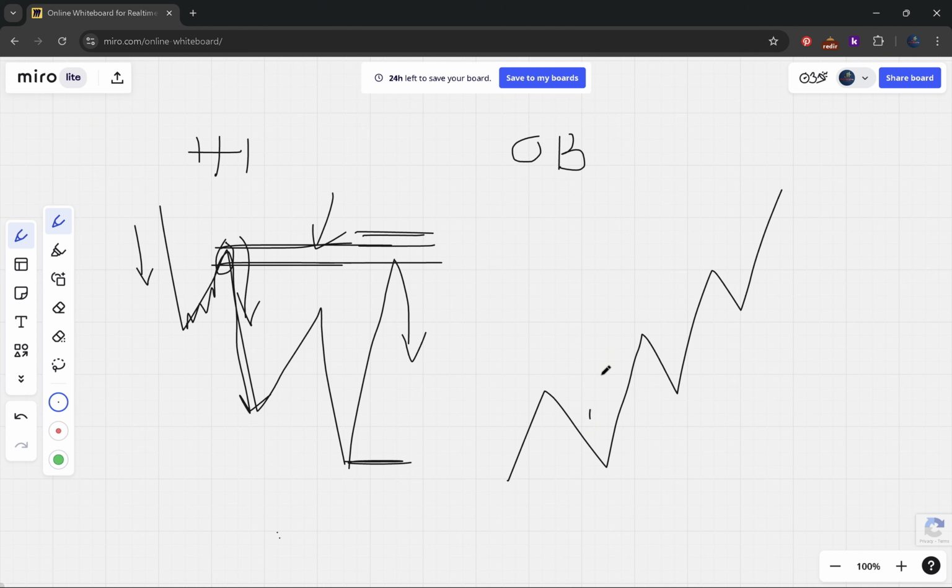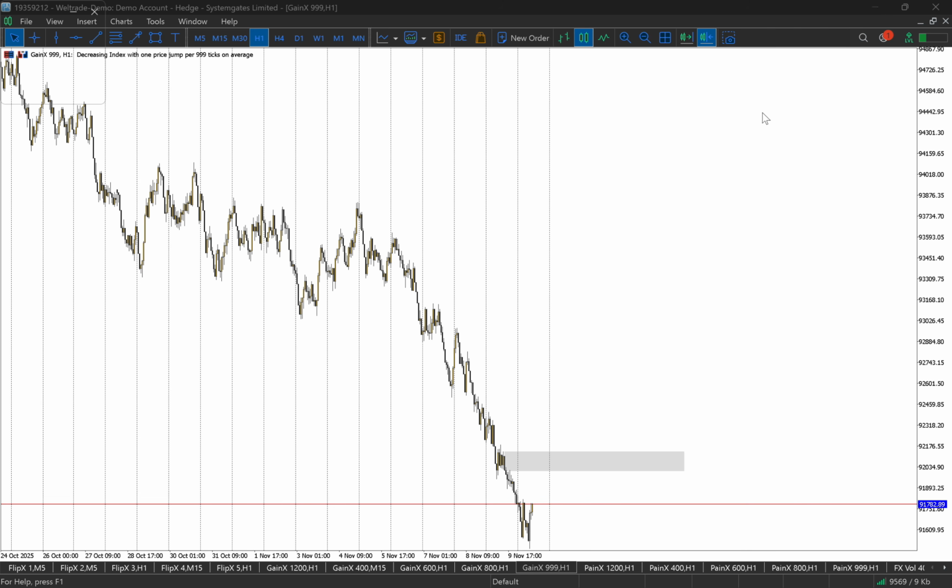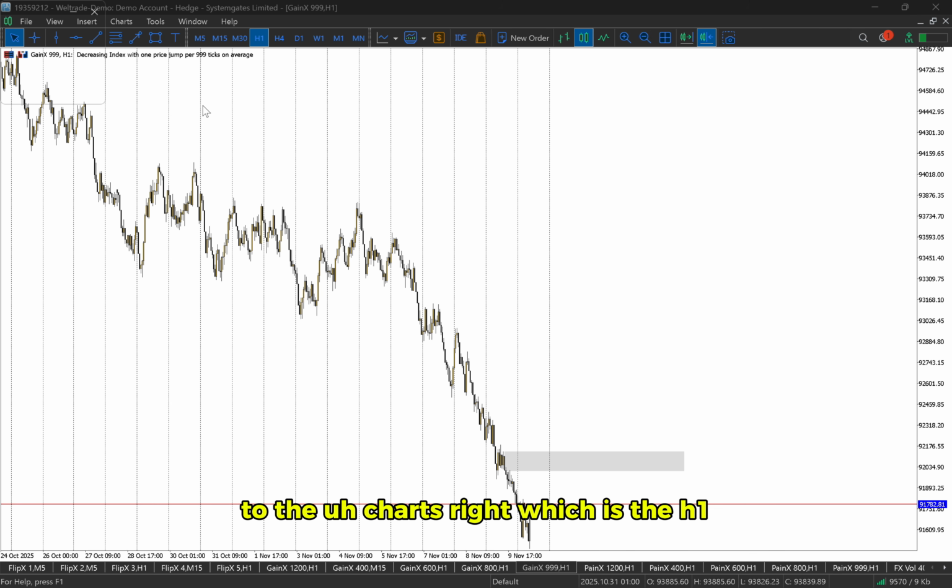And if you see these aggressive moves going to the upside right now, the order block that you're going to be choosing is this order block, and you're going to be waiting for price to retest this particular order block, and price goes away. So this is what you're going to be doing, and I'm going to show you how to trade the Pain and Gain on Weltrade, and we're going to take this conversation to the charts, which is the H1.